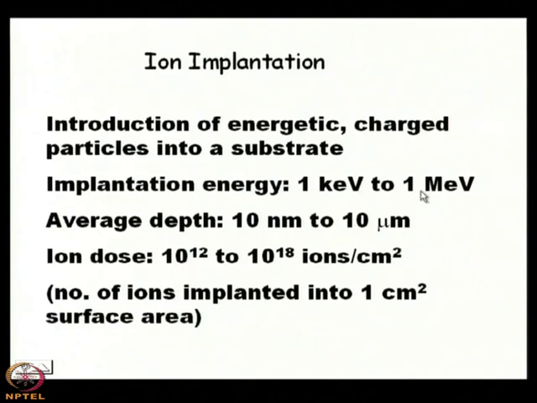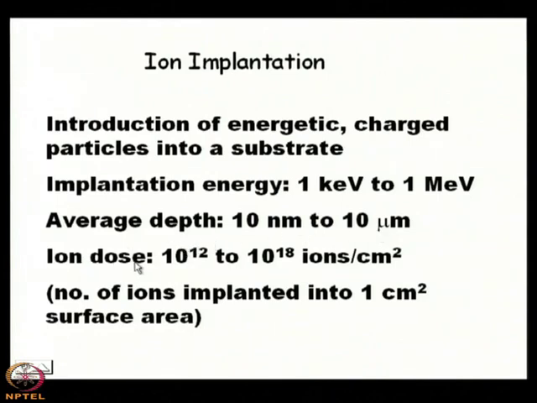Normal electron volt is a very small amount of energy. The band gap of silicon is 1.12 electron volt, but in implantation it is very, very high, of the order of 1 MeV. Another thing is the average depth that the ion beam can penetrate. It is from 10 nanometer to 10 micron. So, deep inside the material it can reach; the minimum can be 10 nanometer and inside it can be 10 micron also.